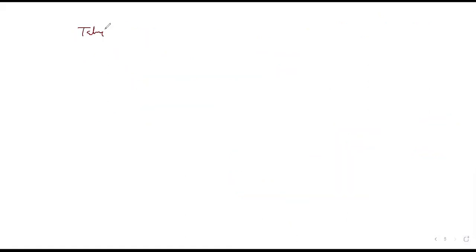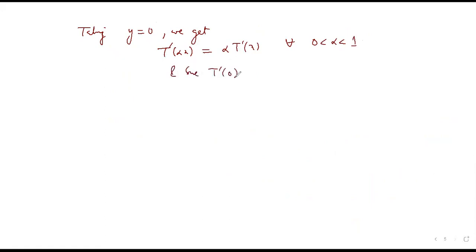Now taking y equal to 0, we get T dash of alpha x is equal to alpha T dash of x for all 0 less than alpha less than 1. And since T dash at 0 is equal to 0, therefore I can write T dash of alpha x is equal to alpha times T dash of x for all 0 less than or equal to alpha less than or equal to 1, because at 1 it is obvious.